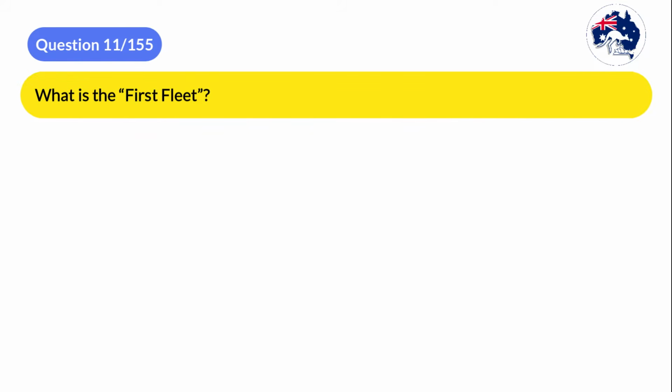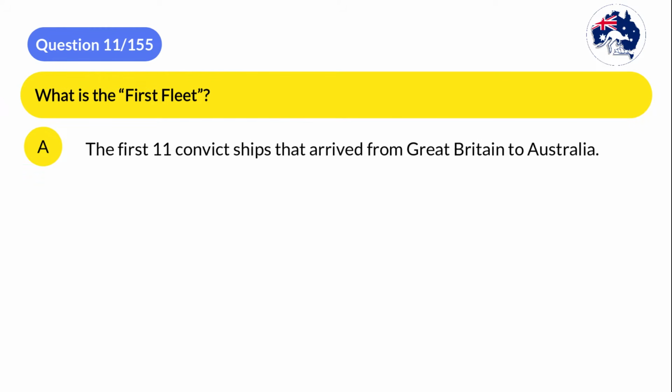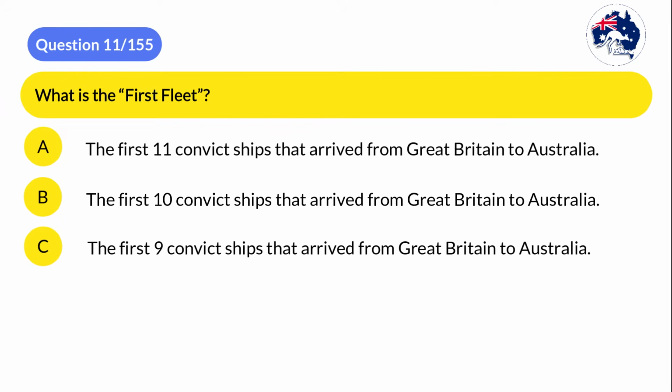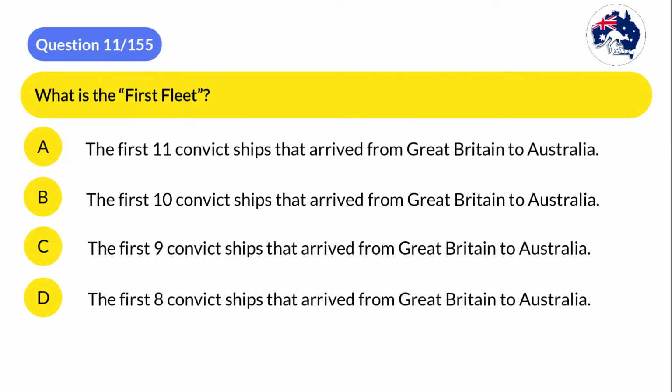Question 11. What is the First Fleet? A. The first 11 convict ships that arrived from Great Britain to Australia. B. The first 10 convict ships that arrived from Great Britain to Australia. C. The first 9 convict ships that arrived from Great Britain to Australia. D. The first 8 convict ships that arrived from Great Britain to Australia.